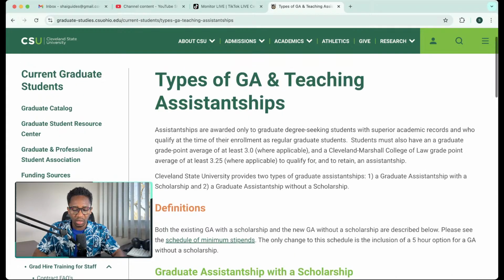So what this means is that even though 2.75 can get you admission, it might not get you an assistantship. They are saying that here they might require 3.0. And if you want to do law with an assistantship, then you need at least 3.25, right? So that's for Cleveland State University.